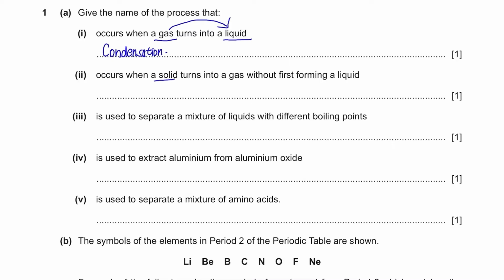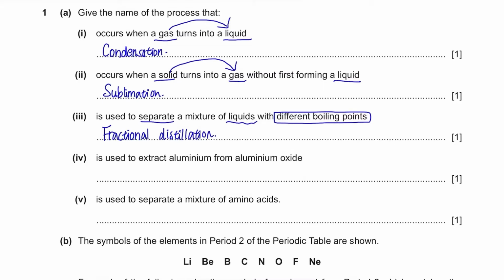Occurs when a solid turns into a gas without first forming a liquid. So it skips the liquid part and turns straight to gas. It's called sublimation. Is used to separate a mixture of liquids with different boiling points. There's one special method for this. It's called fractional distillation. It uses the fact that they have two different boiling points.